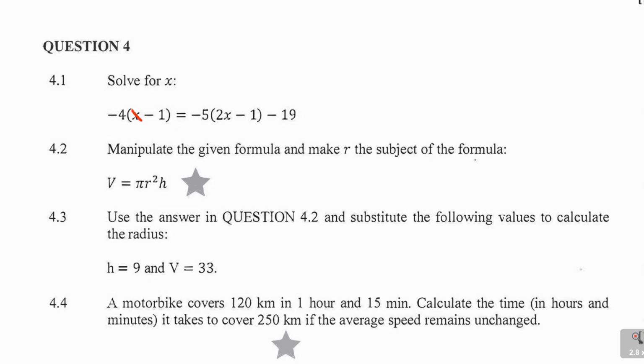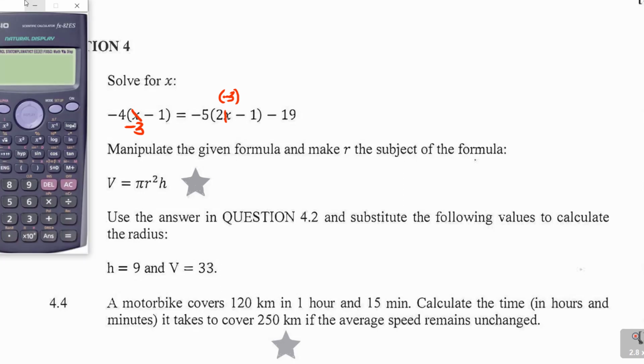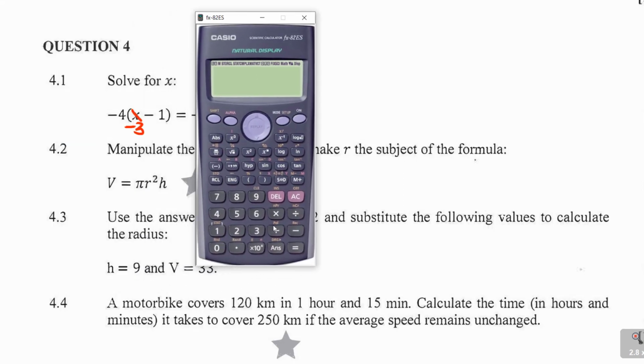Where there is x, remember we got minus 3. Where there is that x, you put minus 3. But since there is that 2, you say minus 3 like that. Use the calculator. Check whether it balances. So what you do, you start with the left hand side. You say negative 4 bracket. Where there was x is negative 3 minus 1. Close the bracket, equal to 16.